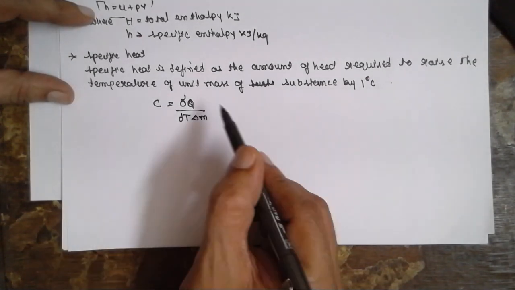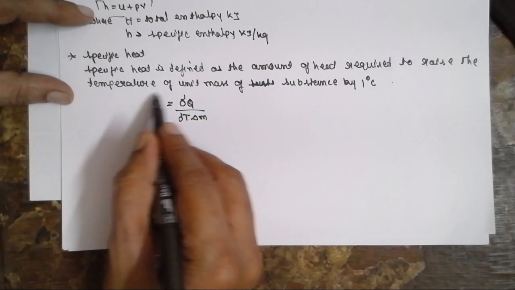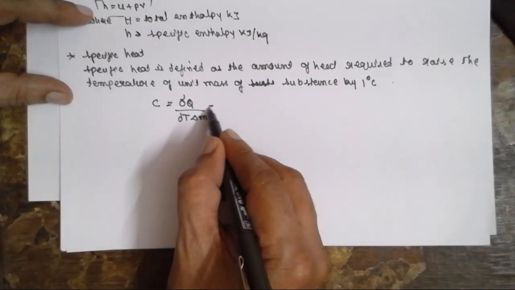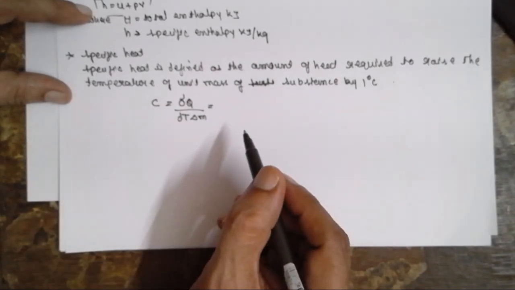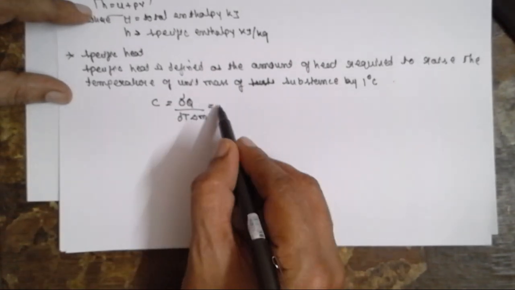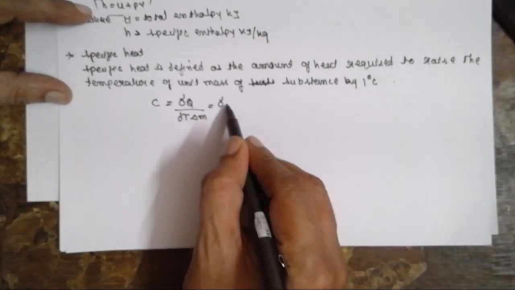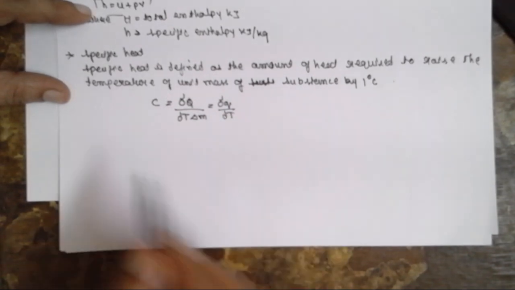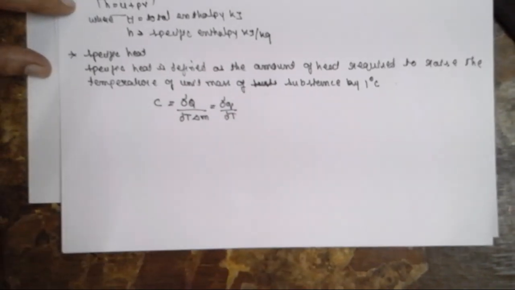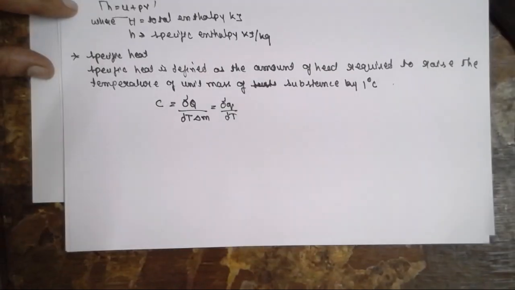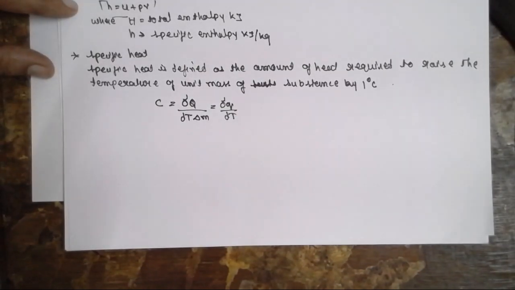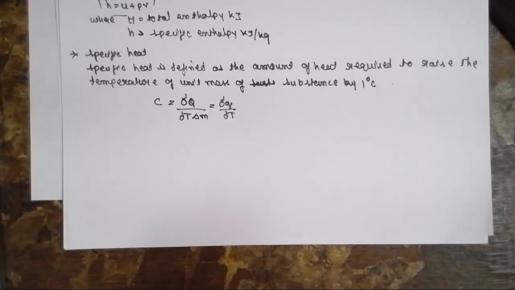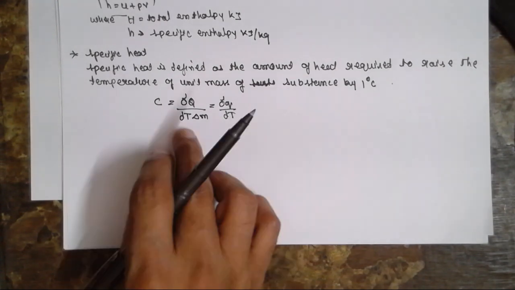Now this is a general formula for specific heat. If you go in terms of mass, you have to write delta Q divided by dt. This is a general formula for finding the specific heat. You have to remember this formula directly.